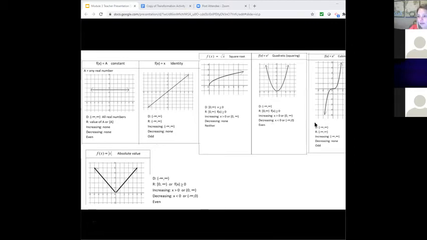The cubing function, I'm sorry, I skipped over the quadratic. The quadratic function you should have done a ton with last year in Algebra 2. You should have also seen it in Algebra 1. That's a really good one to be thinking about this idea of increasing and decreasing.